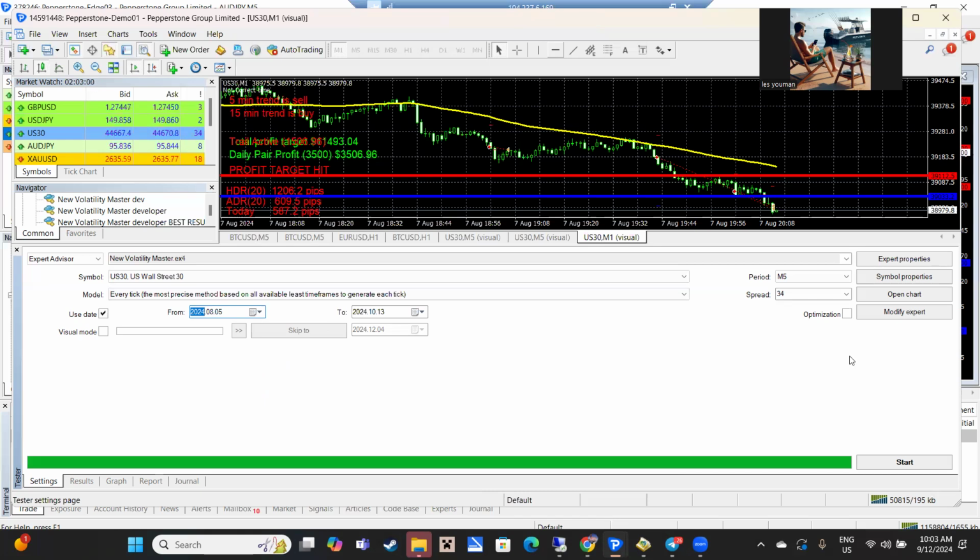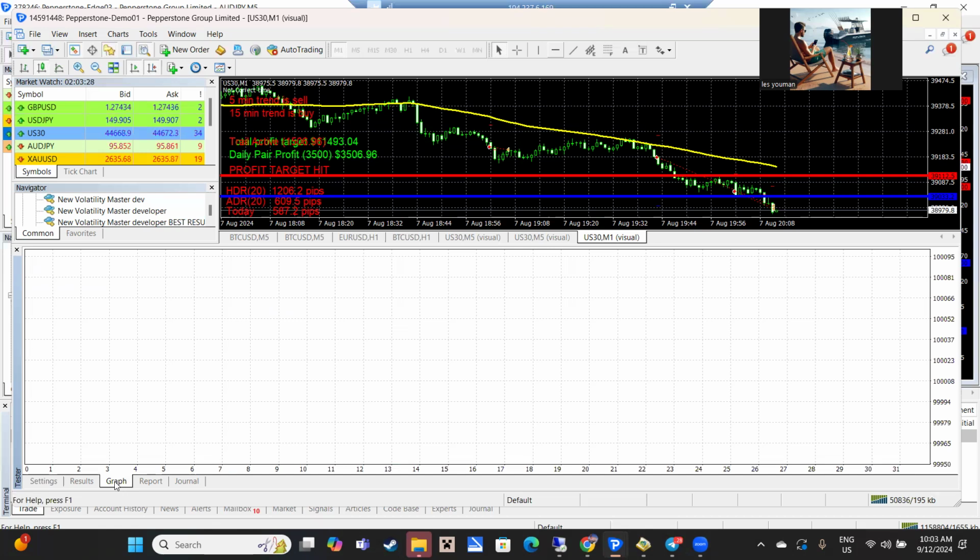So as I mentioned before, the expenses to do this is 800 Aussie dollars to purchase a $100,000 prop account, another $800 to purchase Volatility Master, but that gives you a full year of access to it, and $20 a month for a VPS to run it all on. Okay, let's click start.